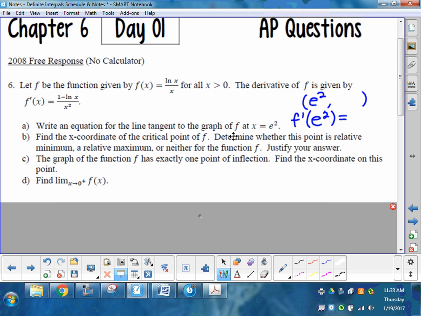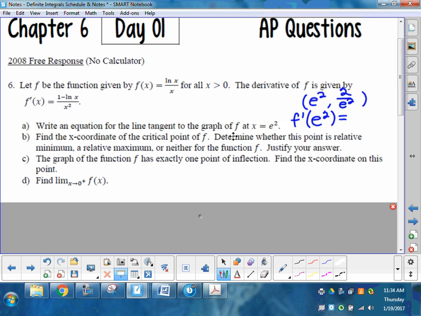So what do I get when I plug my point in? Or sorry, what do I get as the y coordinate of the point? We got one person who can tell me, Steve? 2 over e squared. Because the natural log of e squared is 2 times the natural log of e, which is just going to be 2, divided by the input in the denominator, which was e squared. Now the next part is, write the equation of the tangent line. We still don't have the slope of our tangent line. How can we figure out what the slope of the tangent line is going to be?